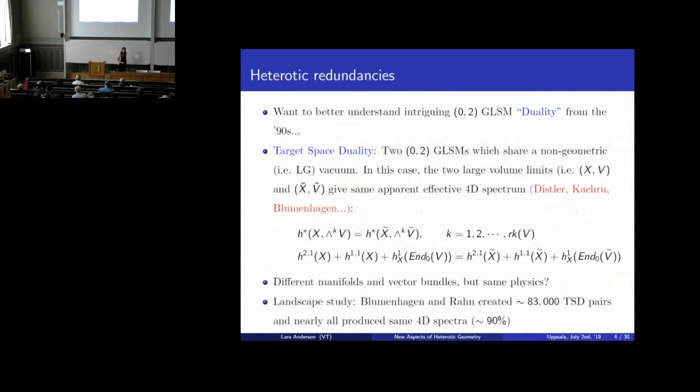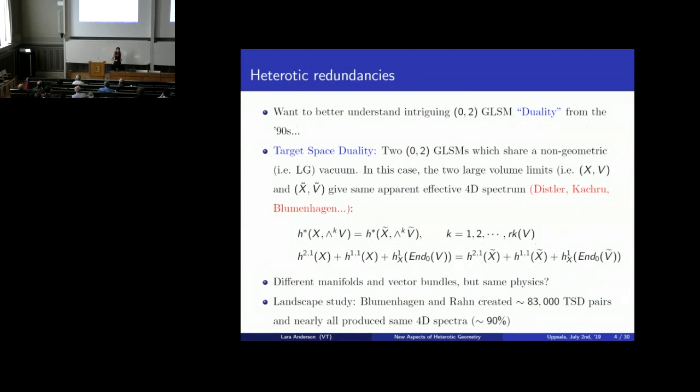The redundancies that I want to talk about are inspired by an observation in 0-2 gauge linear sigma models from the 90s. And this observation, this is not a duality in the strict string sense, in that it is at the moment just a set of combinatorics at the level of a GLSM that happen to give you the same effective physics in four dimensions.